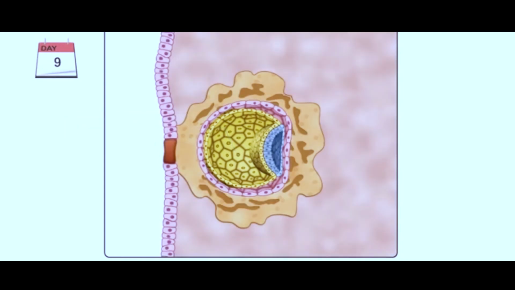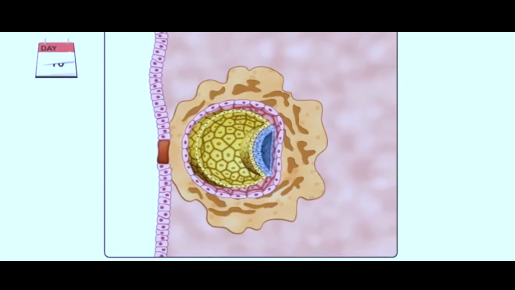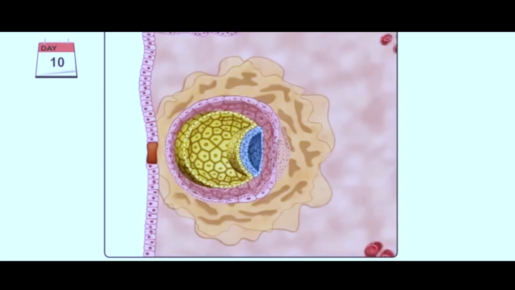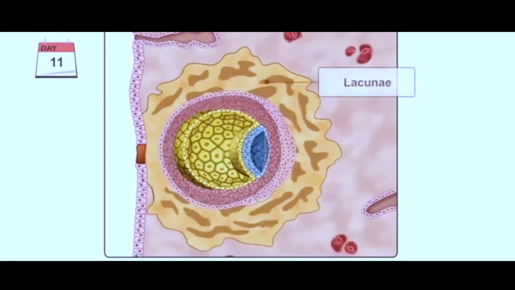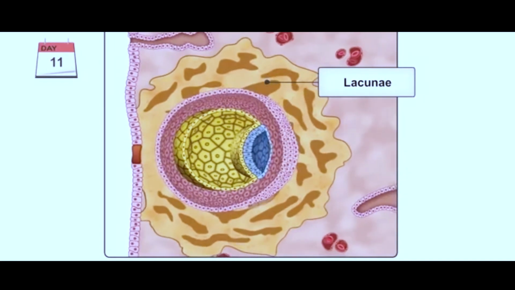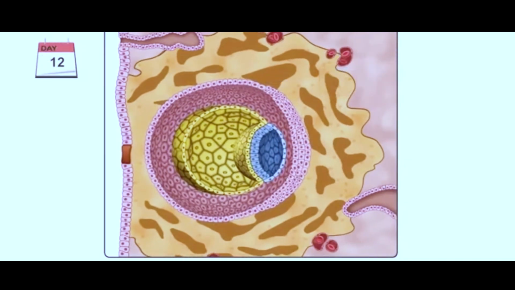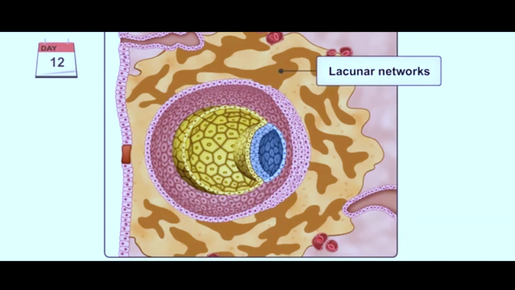By day 9, the blastocyst is completely embedded in the uterus wall. At this stage of development, the growth of the syncytiotrophoblasts and cytotrophoblast is much quicker than the bilaminar embryonic disc. Small holes called lacunae begin to form in the syncytiotrophoblast as it continues to expand. By day 12, the lacunae stop growing and fuse to form large interconnecting spaces called lacunar networks.